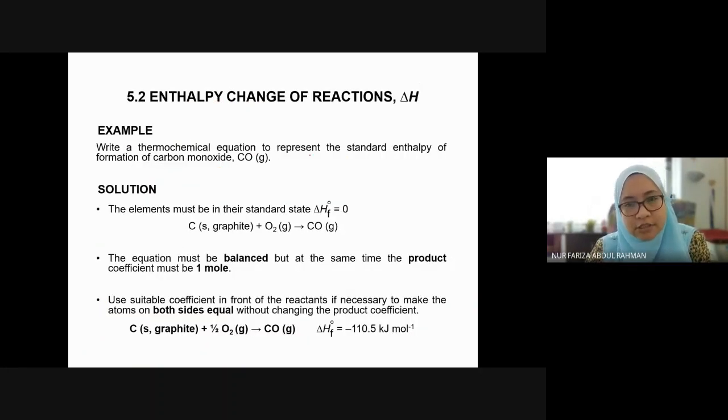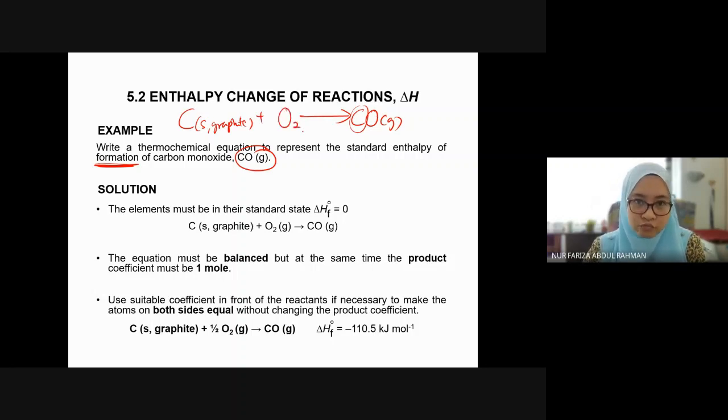Okay. So another example. Write a thermochemical equation to represent the standard enthalpy of formation. Dia cakap formation of carbon monoxide in gas state. So tips saya adalah start from the substance itself, gas, and it should be 1 mole, and then buat arrow, and then kita identify apa elemen yang ada in the substance. So we do have carbon in the substance. The standard state for carbon is solid graphite. And then we have oxygen there. The standard state of oxygen should be O2, bukan O, it should be O2 in gas state also.